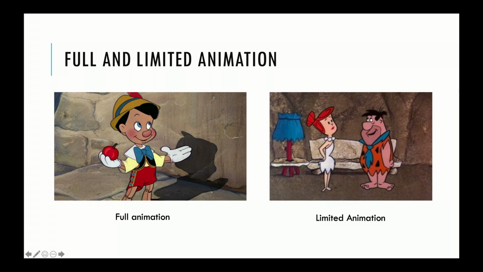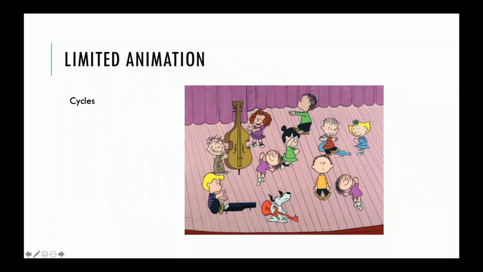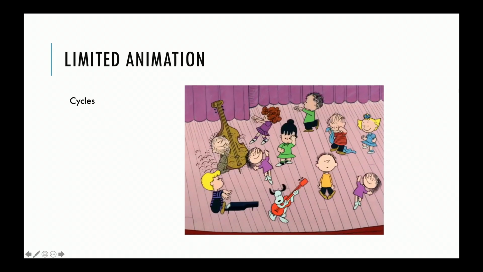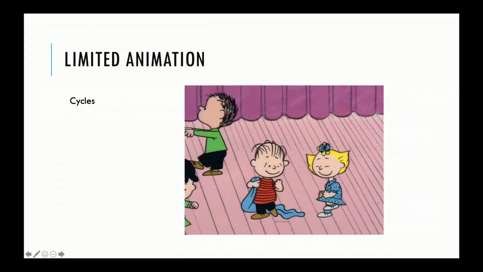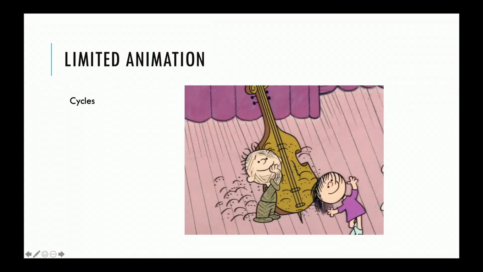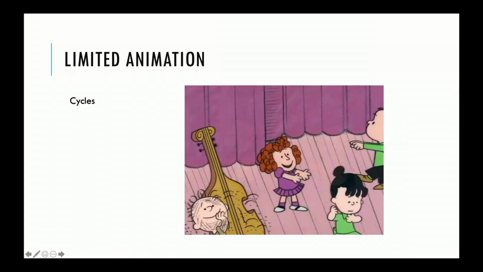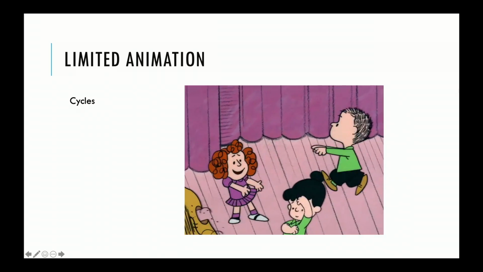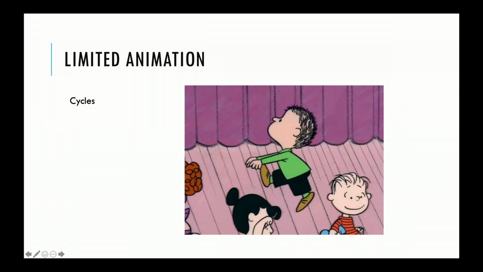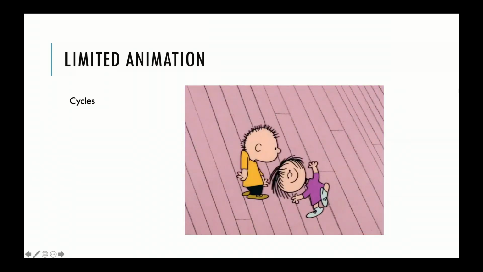These techniques included cycles, where animated characters would move back and forth in the same string of images instead of having a new drawing for every single frame. That's what you can see in this Charlie Brown clip. Some of these are less than 2 seconds of animation, looped back and forth and stretched to over 30 seconds.